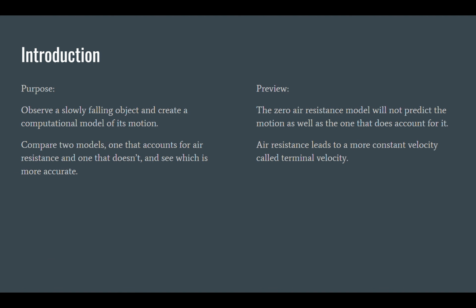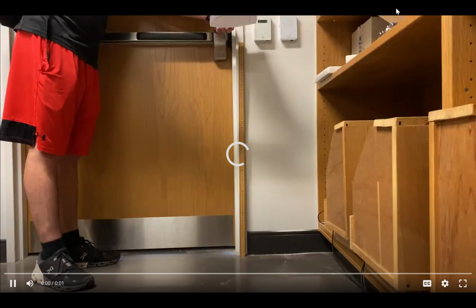The purpose of this lab is to observe a slowly falling object and create a computational model of its motion, and then to compare a computational model and 2 predicted models, one accounting for air resistance and one that doesn't. And what we're going to see is that when you account for air resistance, it becomes much more accurate. Here is the object.